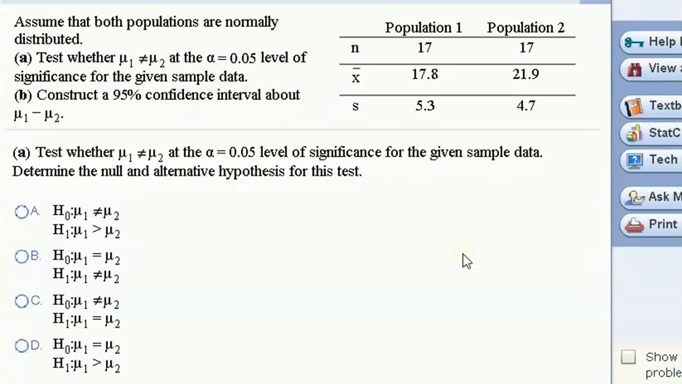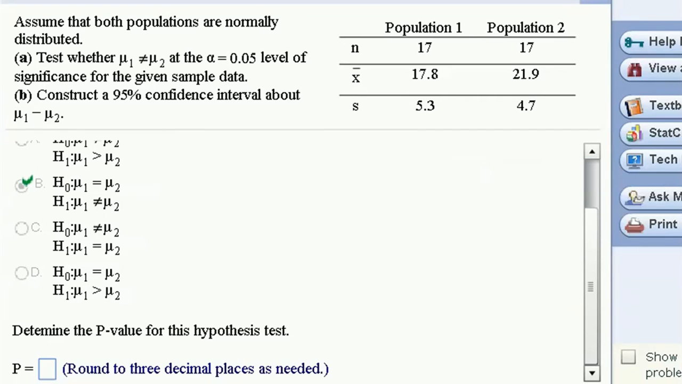All right, we've got some summary data from some survey. We want to test whether mu1 does not equal mu2. The null hypothesis is always, at least for this course, that the two have the same mean, mu1 equals mu2, and the alternative is given to us. The thing we're testing is what we put in the alternative. So that's that.